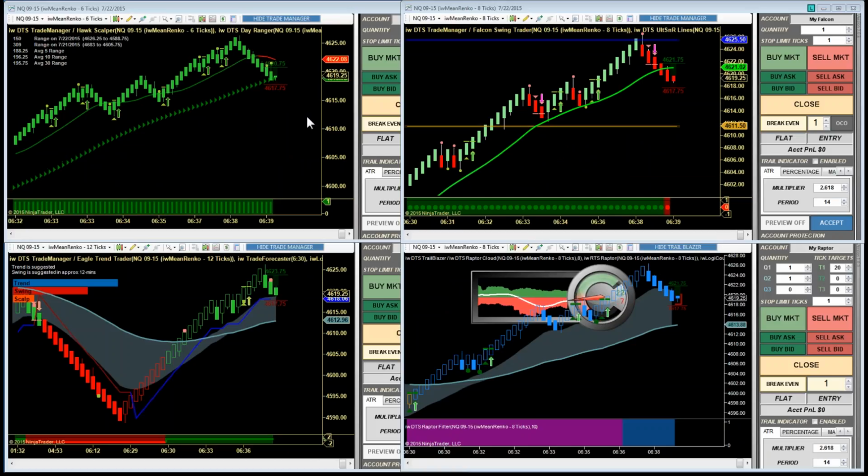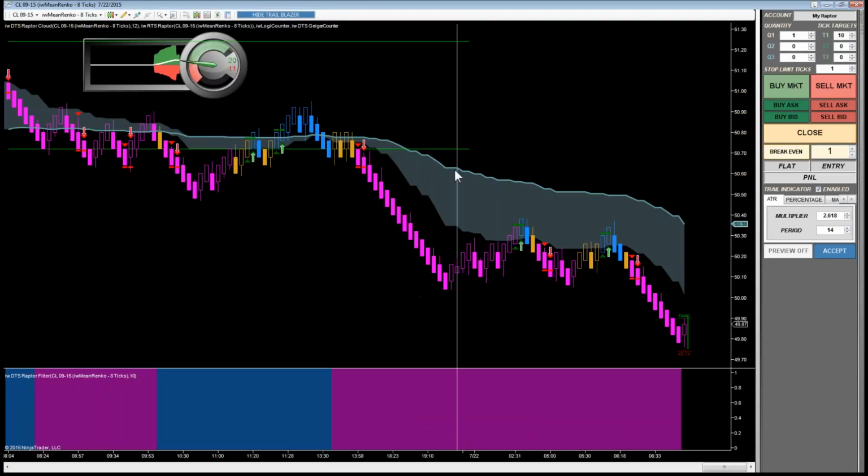All right, so here's crude oil on the Raptor. As I mentioned, the Raptor is a tool that incorporates elements of the other three birds all into one. The principle remains the same. We're looking for warning dots, triangles, hash marks. Essentially, for most trades, we're looking for things to come into sync.